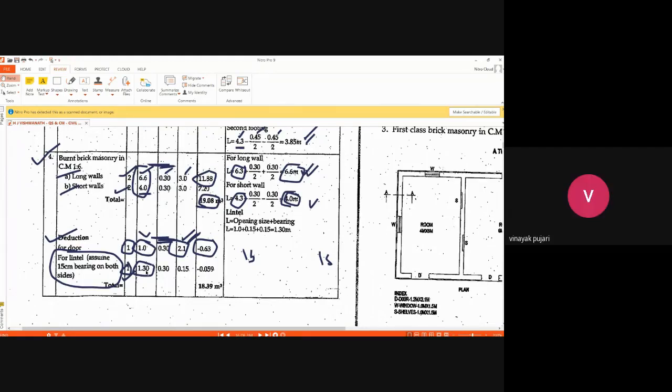Clear? Width is same, that is 0.3. Height of the lintel is given, that is 0.15 thick. So 1.3 times 0.3 times 0.15 is coming out to be 0.059. Because it is a deduction, you are writing it as minus. So in this 19.08 minus this, you will get a net quantity of brick masonry.